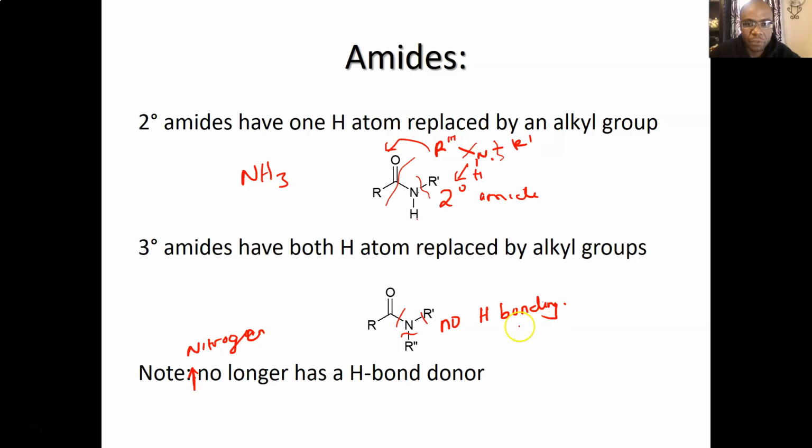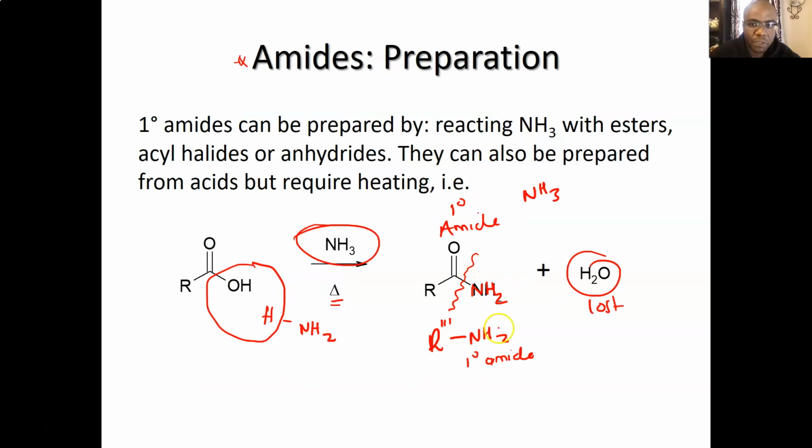Okay, no hydrogen bonding. All the hydrogens that were in the primary amide have been replaced by R groups. There's no hydrogen, so there's no hydrogen bonding in tertiary amides. In secondary amides, you can do hydrogen bonding right here with another amide or with water. You can do H bonding. Similarly, you can do H bonding with primary amides, as described earlier.